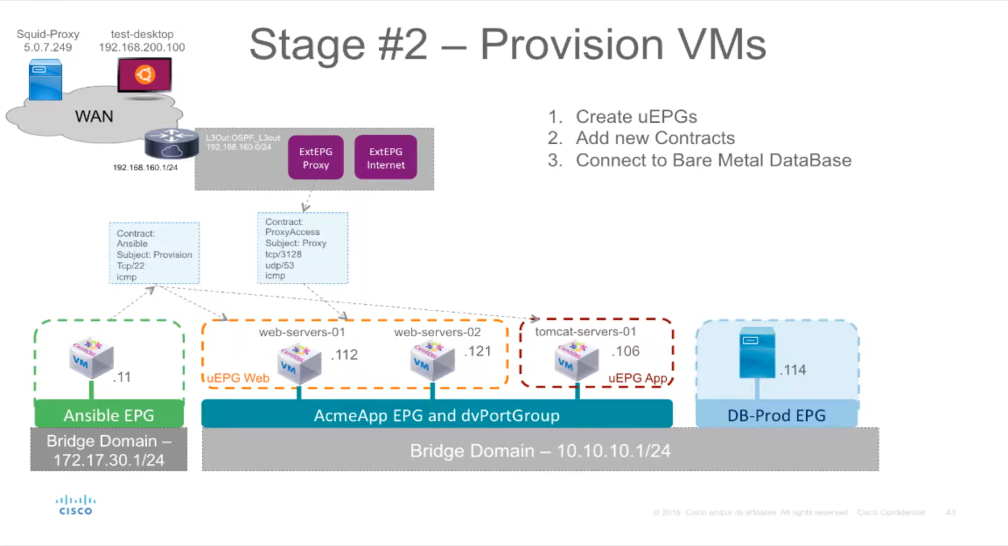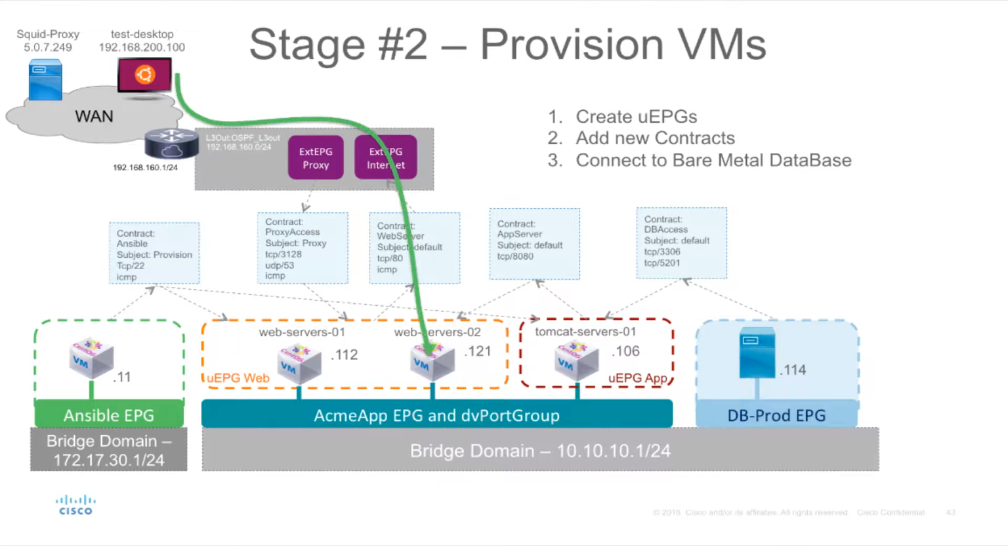At the moment we create these micro-EPGs, there will be no connectivity between the web servers and the Tomcat servers or the database. We will need to add new contracts for that, and we will see how to do this. We will add a contract that will enable external access to the web servers, another contract that will enable the web servers to access the Tomcat server, and another contract that will enable the Tomcat server to access the database. This will be tested by an external desktop that will be generating connections to the web servers, as well as by running iPerf between the Tomcat server and the database.